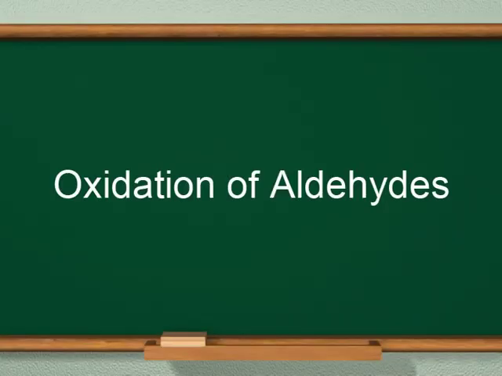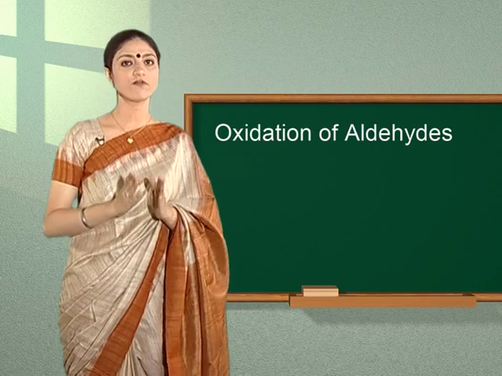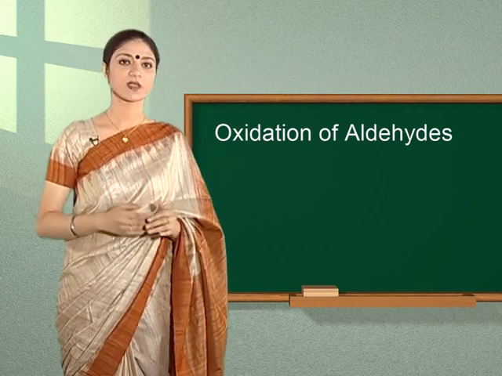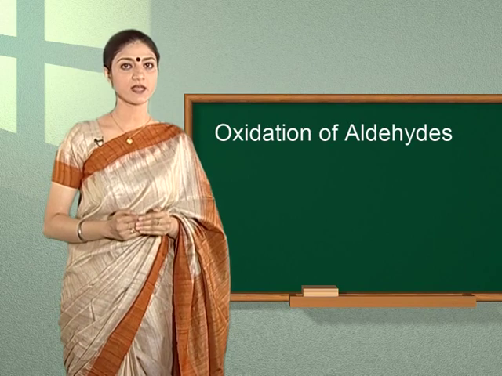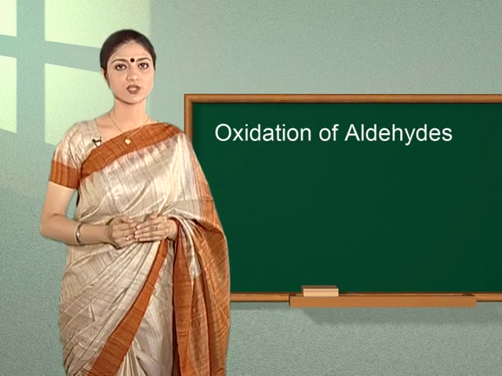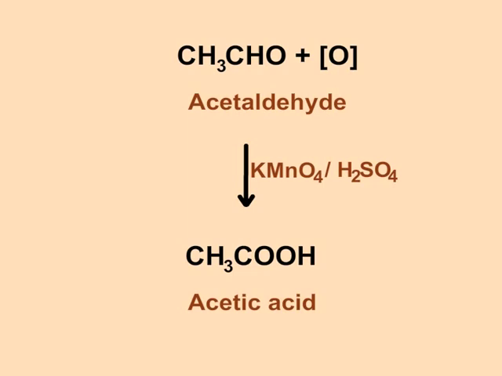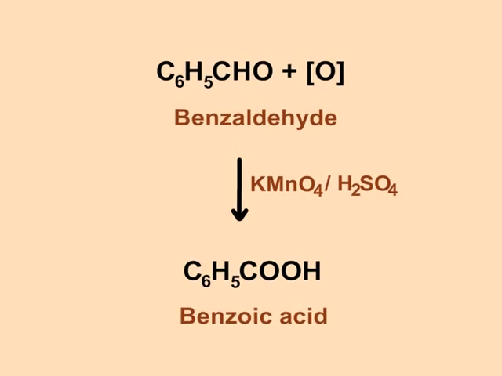Oxidation of aldehydes. Aldehydes can be easily oxidized to acids with the help of oxidizing agents such as acidified potassium permanganate or acidified potassium dichromate solution. Let us have a look at a few equations on the screen. Acetaldehyde reacts with acidified potassium permanganate to form acetic acid. Benzaldehyde reacts with acidified potassium permanganate to form benzoic acid.